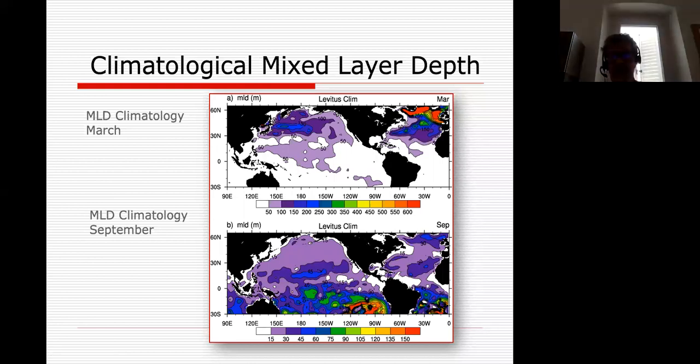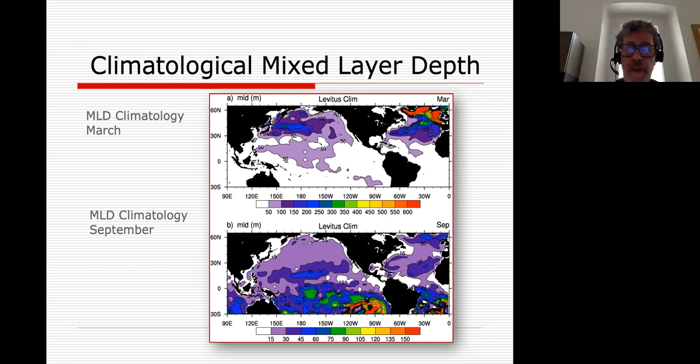So you may have heard about this process from Miro. You have convection that reaches very deep layers, and this is also reflected in that. But also at mid-latitude, the values are considerably high, up to 150 meters and so on. While in the tropics, the values are less.